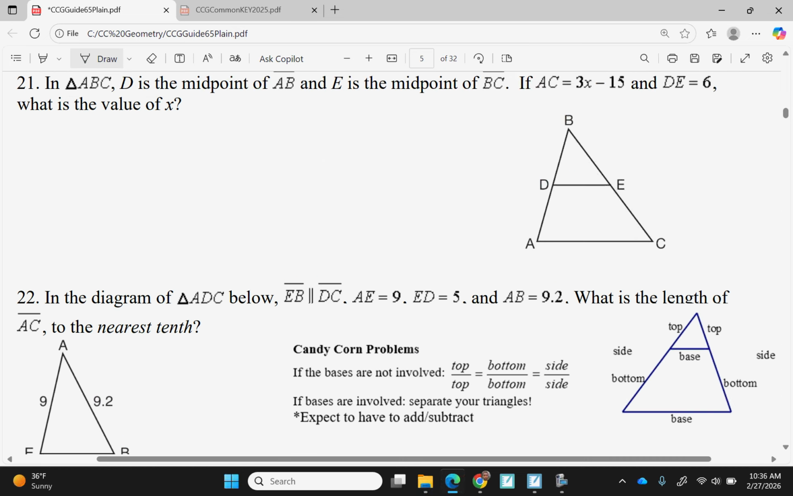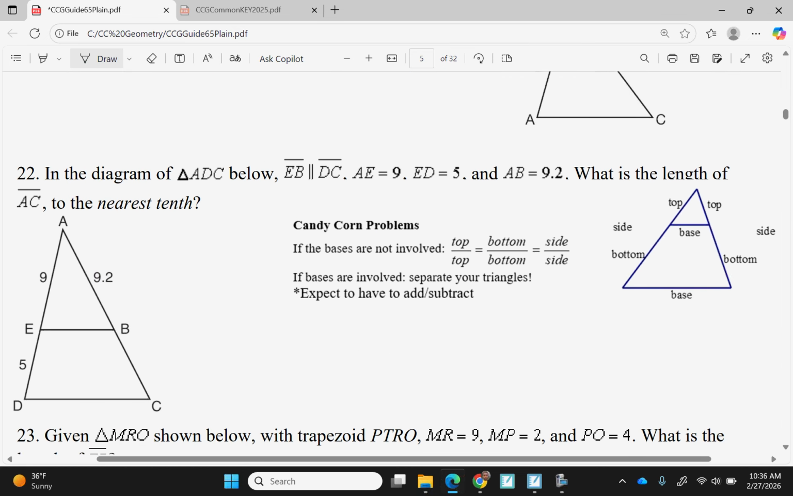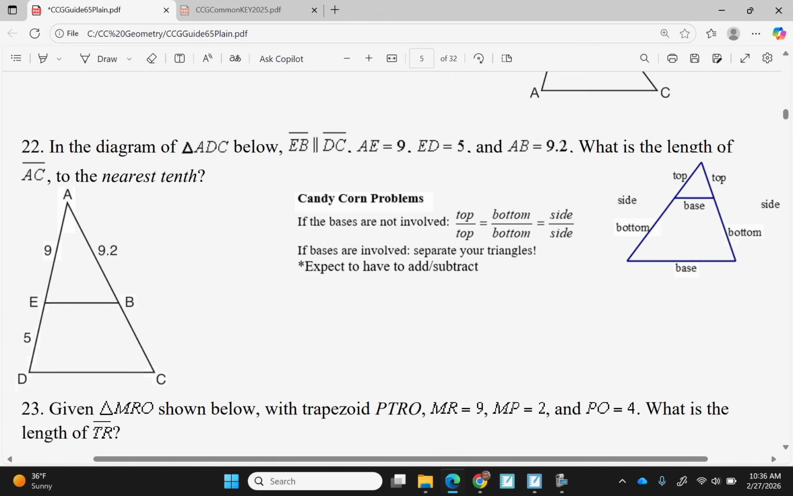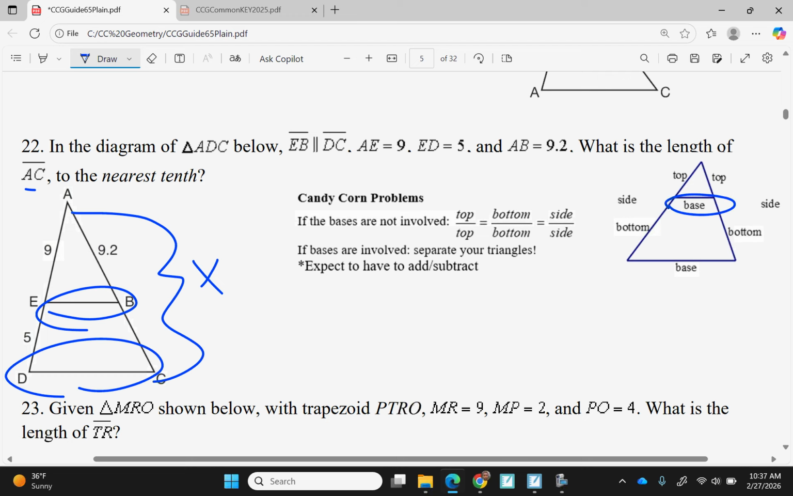All right, next rule. We got our candy corn problems. Candy corn: bases separate. If there are no bases, put the top over top, the side over side, and the bottom over bottom. Are the bases involved? No. The bases are the parallel sides. That's the vocabulary I use. So if there are no bases, I'm going to put the top over the top, or the bottom over the bottom, or the side over the side.